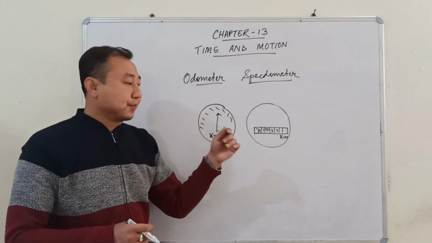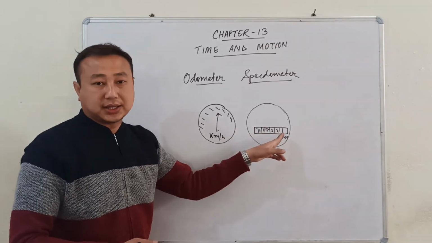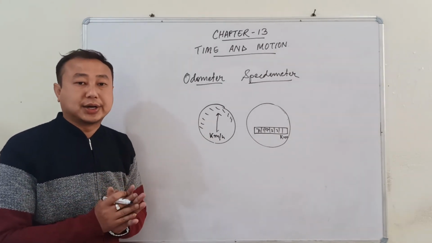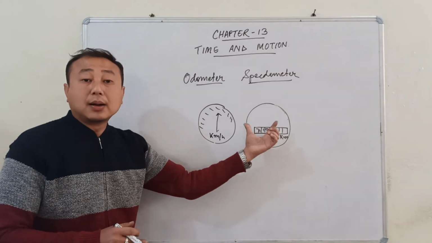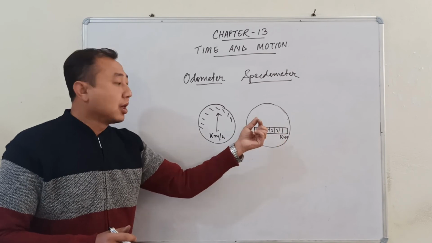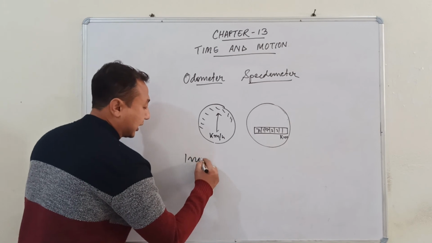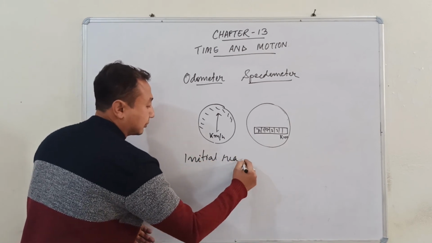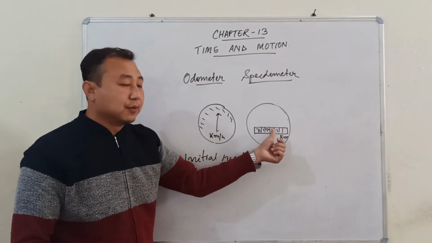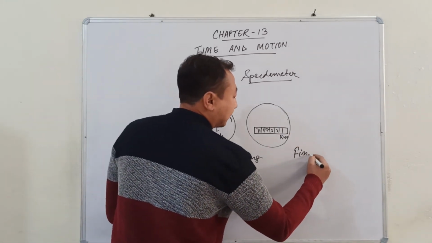When the object is moving, the distance covered by the vehicle till that time will be recorded here. So in order to measure the distance covered by the vehicle in a particular journey, we have to first read the reading that is given there before the starting of the journey. This reading on the vehicle before the starting of the journey, it is known as the initial reading. After the end of the journey, the reading will be different. That reading at the end of the journey, we call it as a final reading.